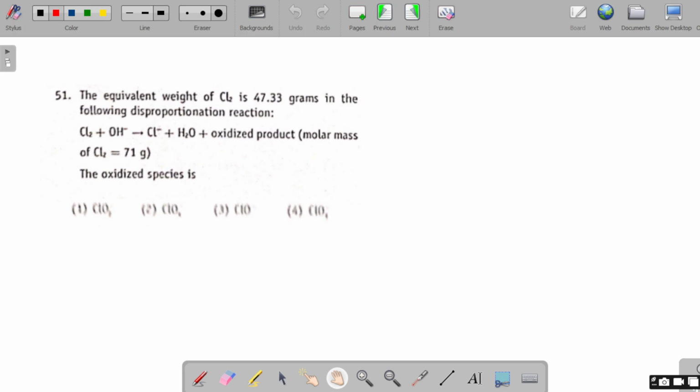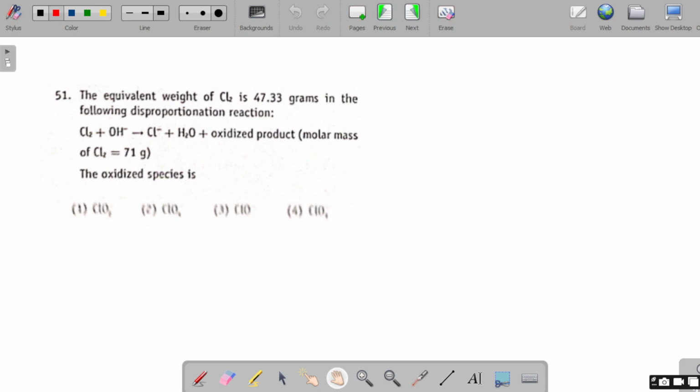Question: The equivalent weight of Cl2 is 47.33 gram in the following disproportionation reaction. Cl2 plus OH minus gives Cl minus plus water plus oxidized product. That is, one is the reduced product, 0 to -1, and the other is the oxidized product. Molar mass of chlorine is 71 gram.